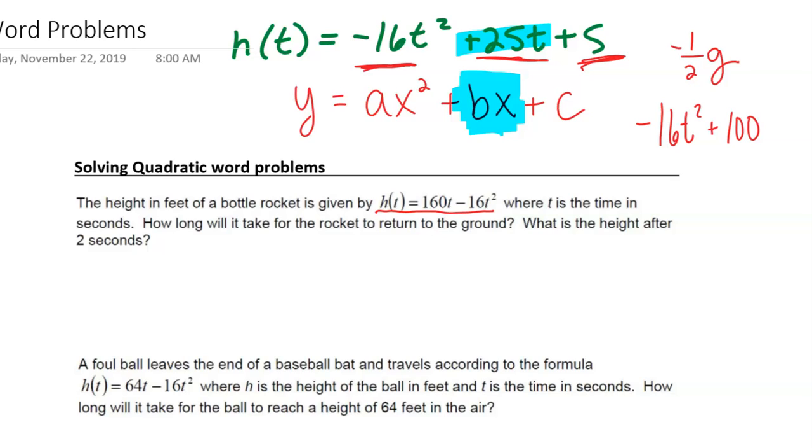This first problem says the height in feet of a bottle rocket is given by this equation where t is the time in seconds, and it says how long will it take for the rocket to return to the ground. So our rocket is being shot up into the air. So what's its initial velocity? 160t. So that just means it's being given some initial velocity. I'm not going to ask you what's the velocity, but I think it's helpful for you all to know where all of these things come from.